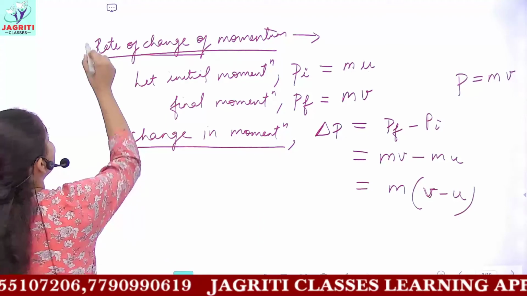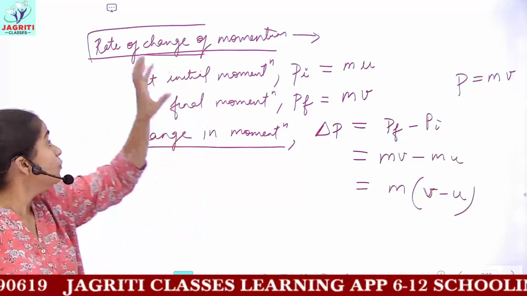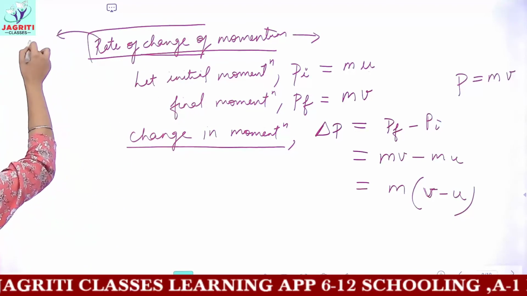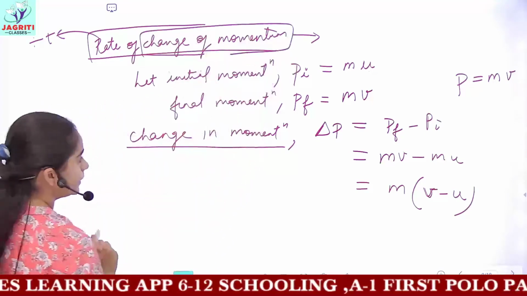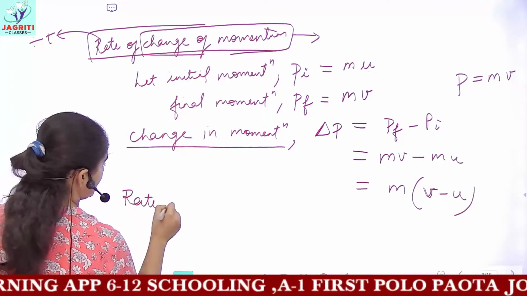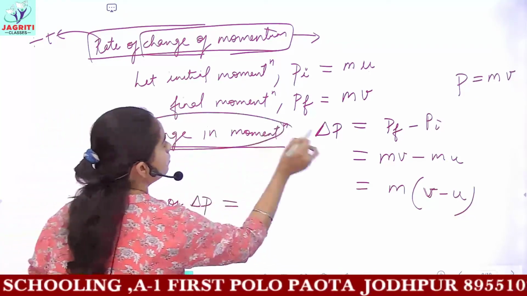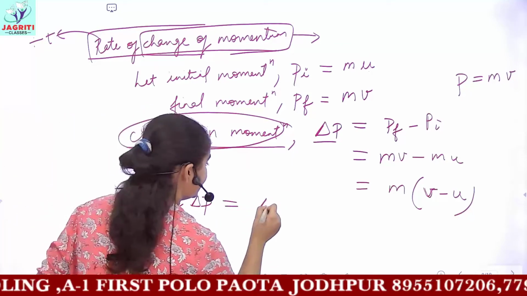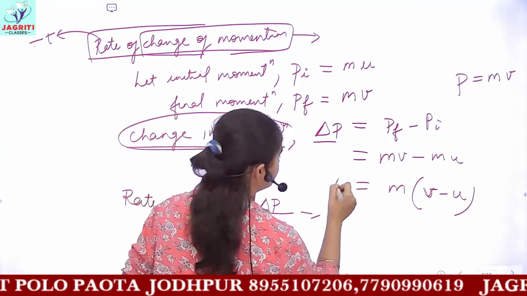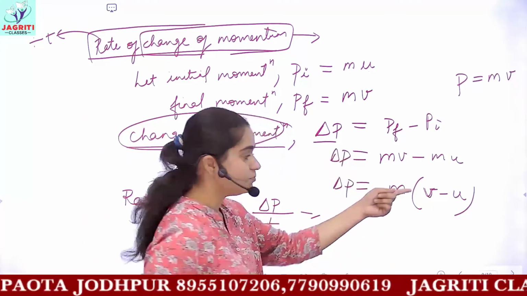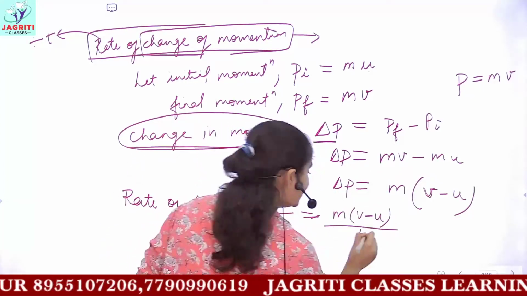Now you have to find the rate of change of momentum, and I told you when we were discussing the motion chapter, what do you mean by rate? The term rate means divide that quantity with time. So we have to find the rate of change of momentum. Delta p is the change in momentum, so rate would be delta p divided by time interval t. And delta p is equal to m(v minus u). So you will get m(v minus u) divided by t here.